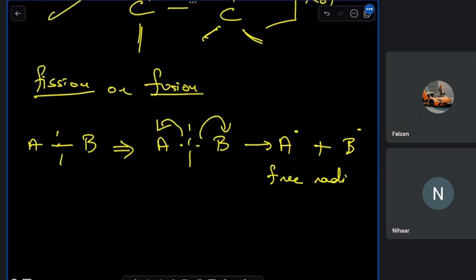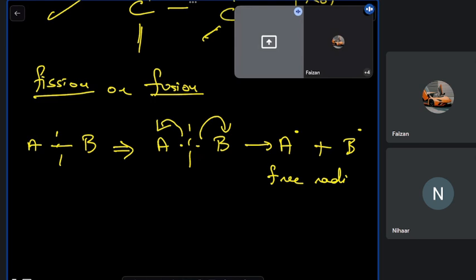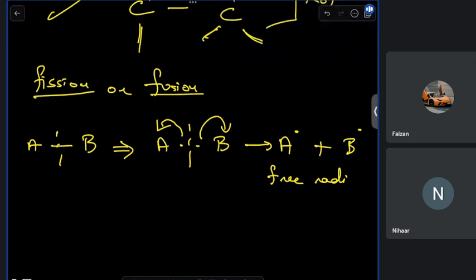Sorry, guys. Let's continue. Free radicals is what you're talking about. Now, this is the meaning of fission. The opposite will obviously be called fusion. And one more thing: there's something called homolytic fission and heterolytic fission.